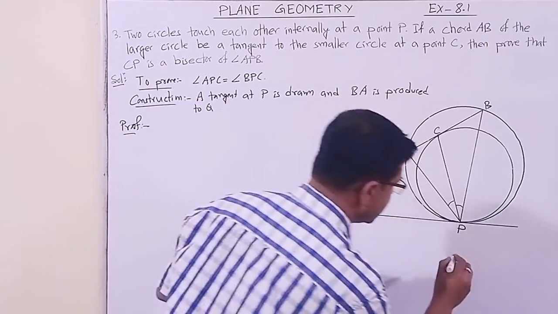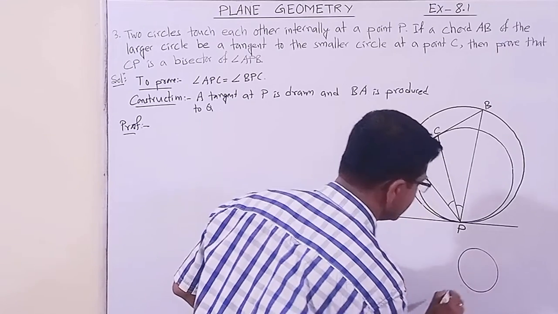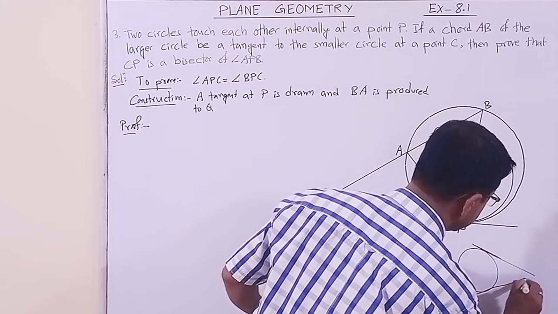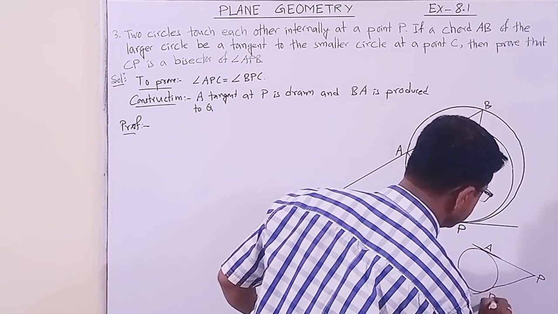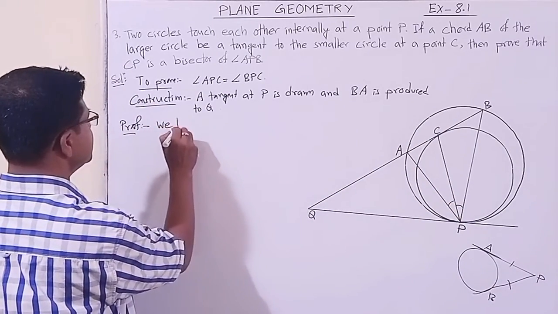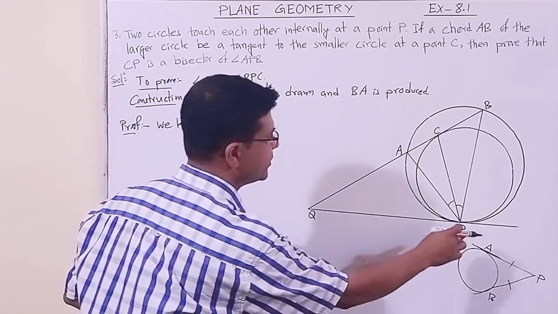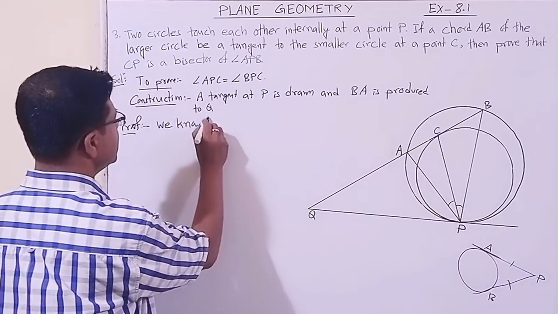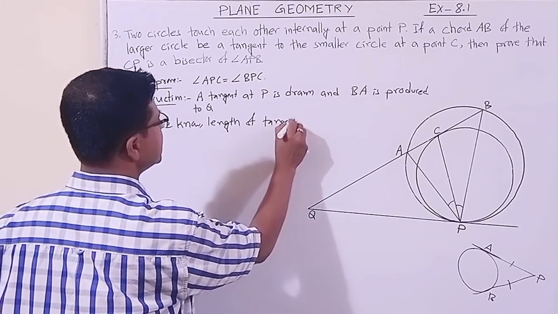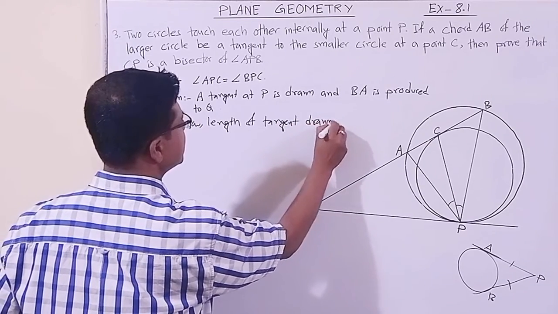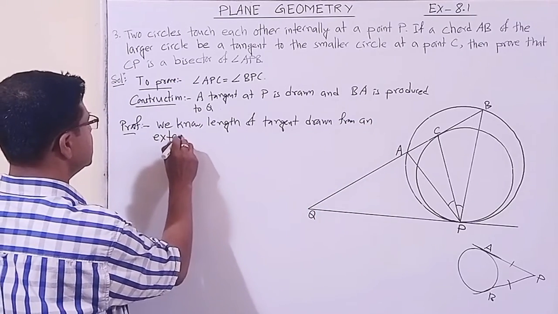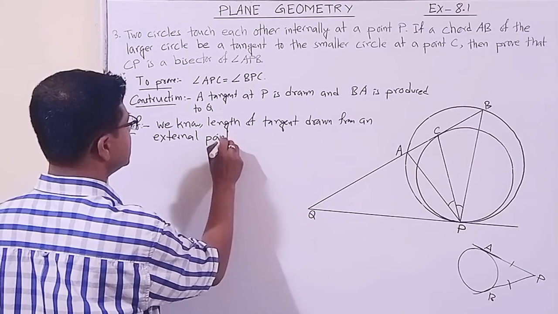Dear students, in question number 1, I think we have done that lengths of tangents drawn from an external point are equal. Say this is PA, this is PB, these two are equal. So here let us apply this theorem or this property. We know lengths of tangents drawn from an external point are equal.